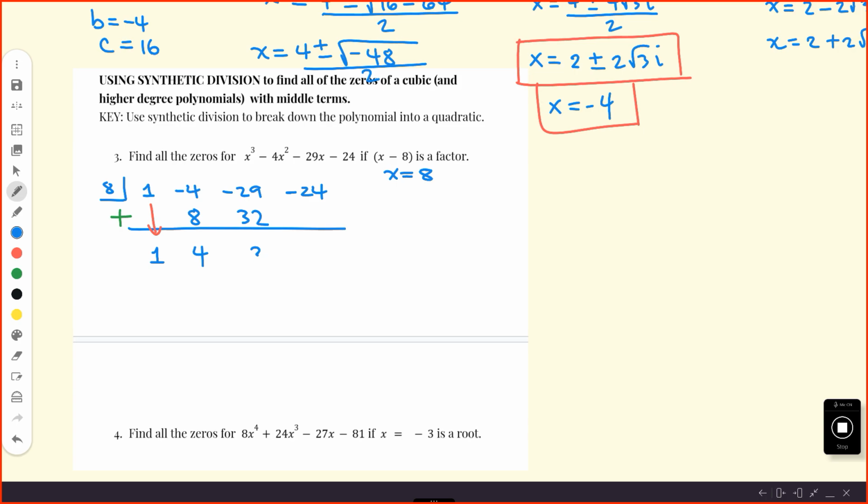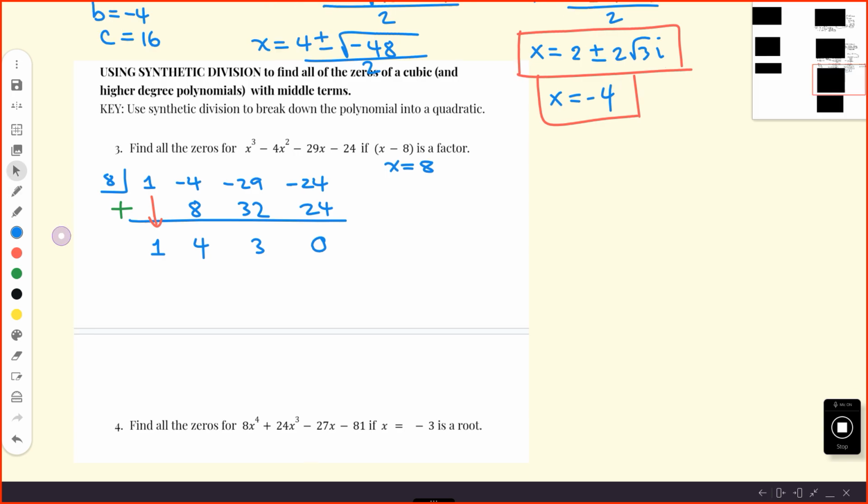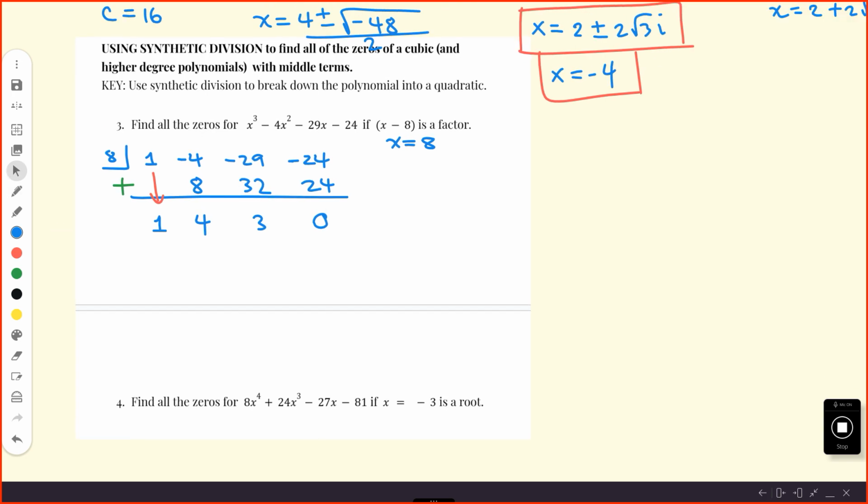This is 3, and multiply by 8, so that is positive 24. So the remainder is 0. And we know, based on the factor theorem, if one of the given is a factor, then the remainder must be 0, right? Okay. Make sense?